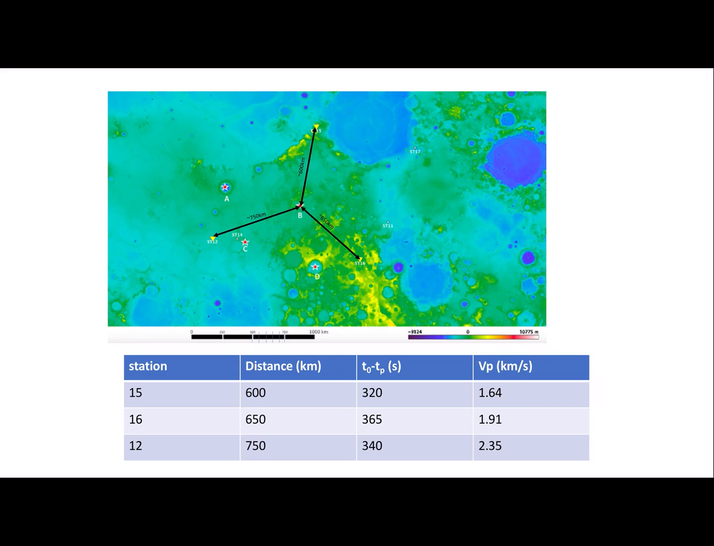So here I order the stations from the closest to the furthest, and what we noticed during this little experiment is that the P wave is noticeably increasing between those 3 stations. So this is telling us that the moon is like the Earth. As you go deeper, the material is more competent.